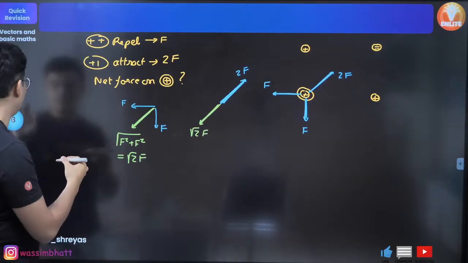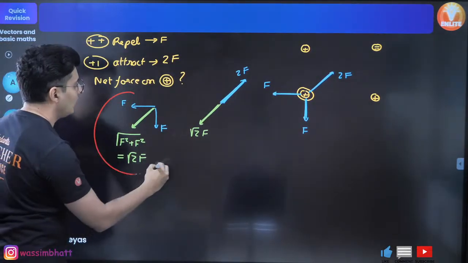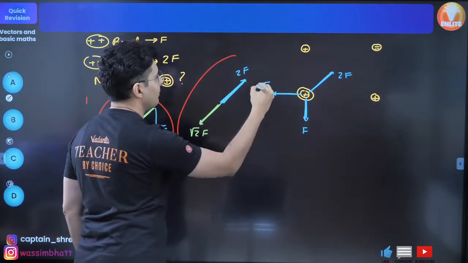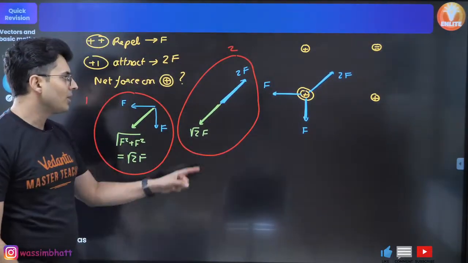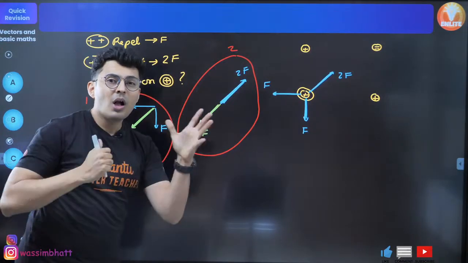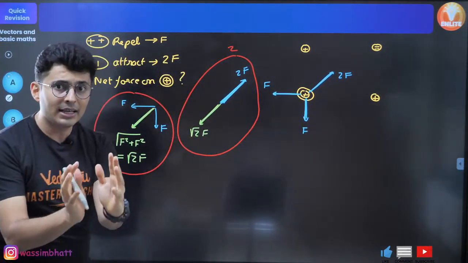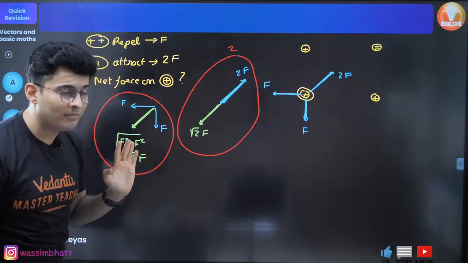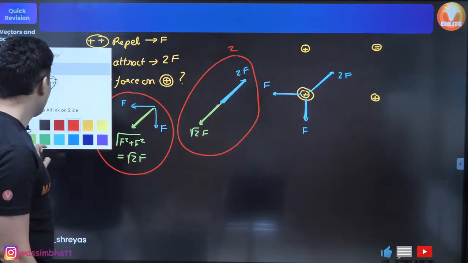So this was our first step. Now this is our second step, guys. 2F here, root 2F here. Opposite vectors, subtract, right? They will cancel, but not completely because their magnitudes are not the same. So what will be remaining?